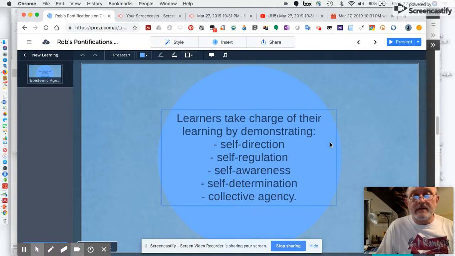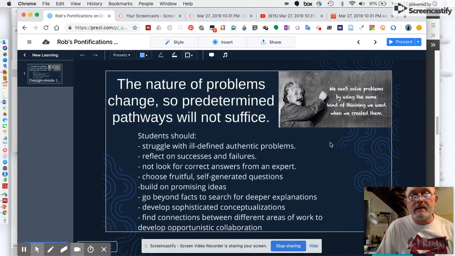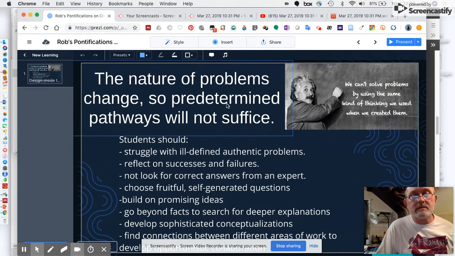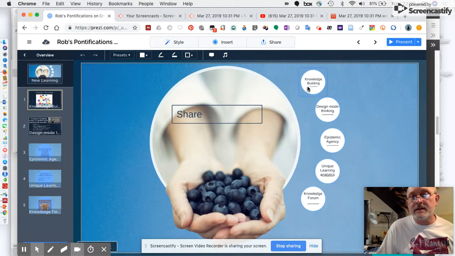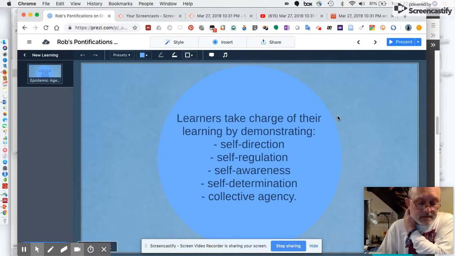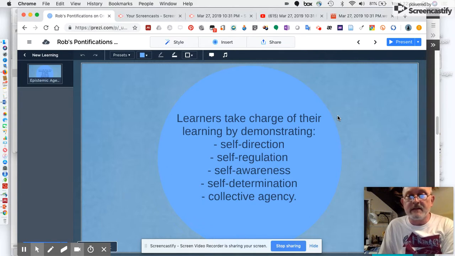I was talking about the new learning that I experienced from this paper. I shared knowledge building and design mode thinking, and we were on epistemic agency, where the important learning for the students is the self-direction that they need, self-regulation, self-awareness. A lot of this would be choices they're making, whereas in a traditional classroom, the teachers would be making these choices.